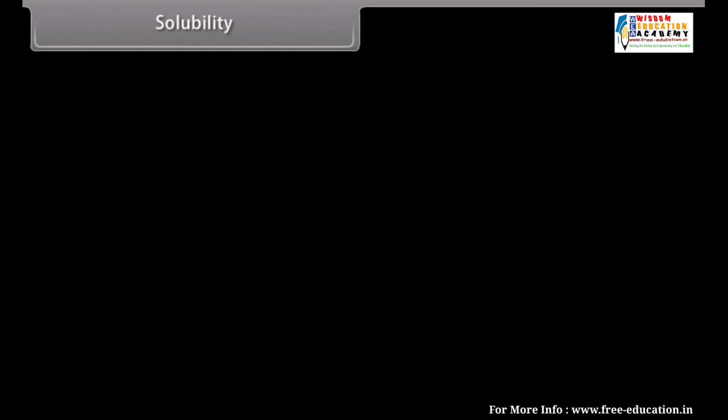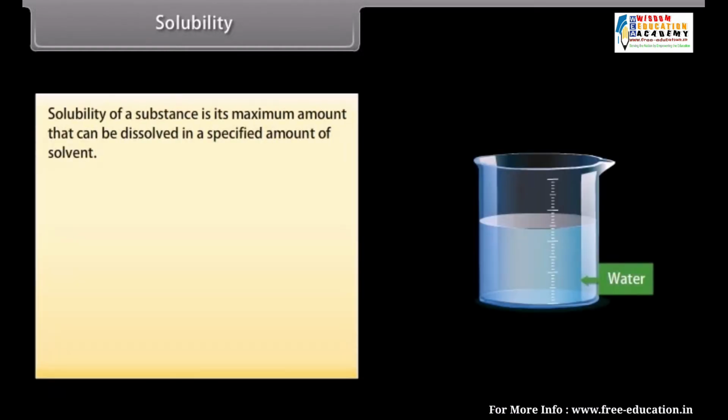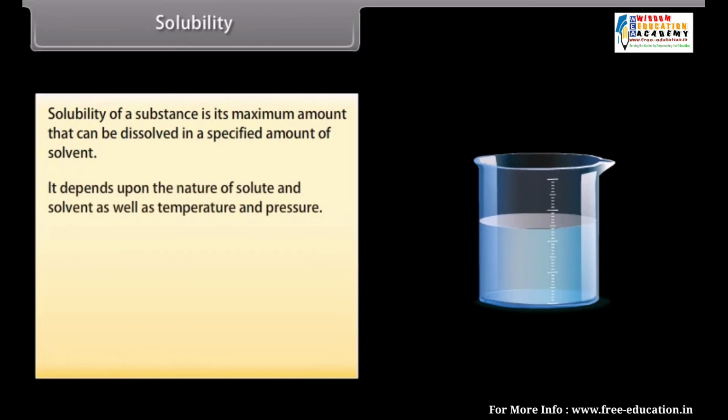Solubility. Solubility of a substance is its maximum amount that can be dissolved in a specific amount of solvent. It depends upon the nature of solute and solvent, as well as temperature and pressure.